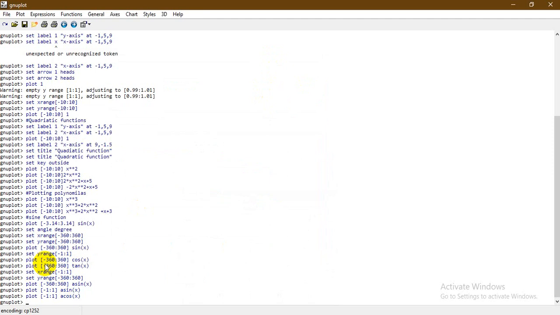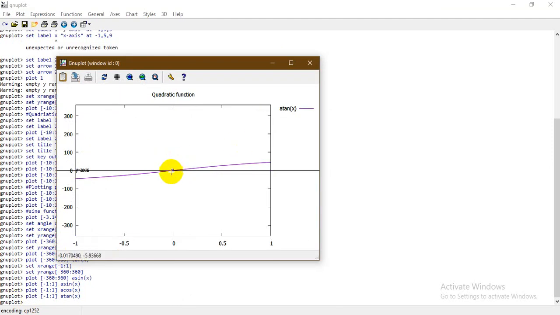So the x-axis has been unset and the y-axis, but that will not be great. So set range that. So let's continue again by plotting the arc tan. So we are going to plot tan here. The x-axis is very small here because we didn't change the range, because we said initially that it should be from -10 to that. So it's going to be as such.